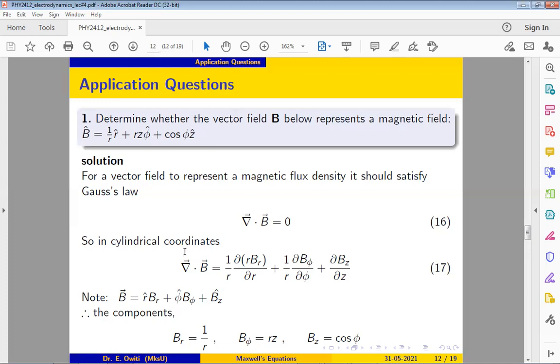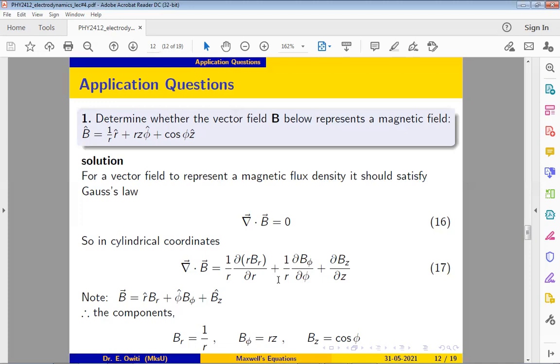So in cylindrical coordinate system, the divergence of a vector is, as you can see there in equation number 17. So all we need to do here is to identify the components B r, B phi, and B z. Those ones can easily be picked from the B vector provided in the question, where B r is basically 1 over r, B phi, the coefficient here is r z, and B z is the coefficient there, cosine of phi.